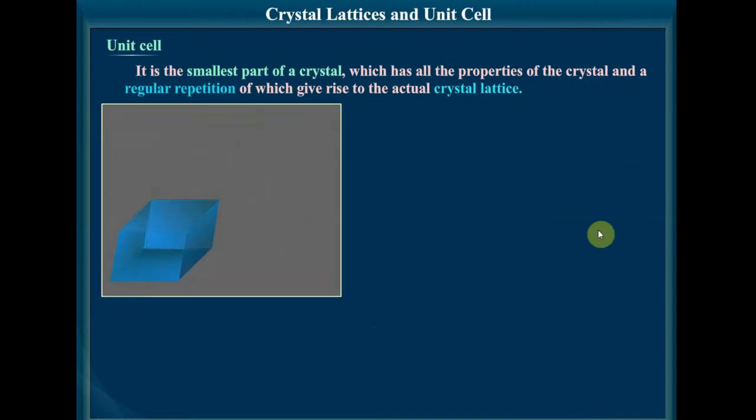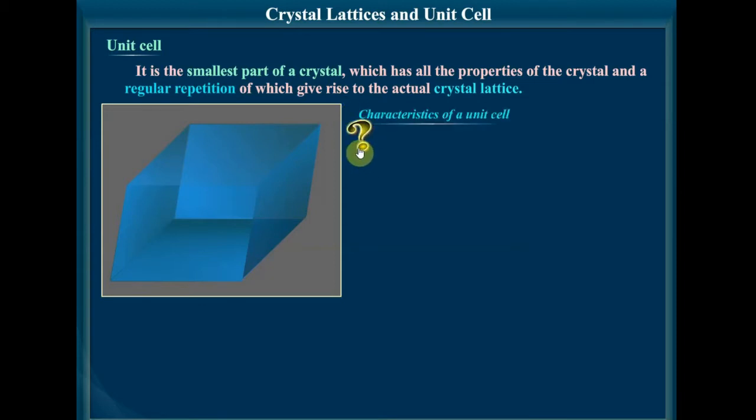Now, what is a unit cell? It is the smallest part of a crystal which has all the properties of the crystal and a regular repetition of which gives rise to the actual crystal lattice. So it is actually the smallest particle. A unit cell may be defined as a three-dimensional group of lattice points that generates the whole lattice by stacking.